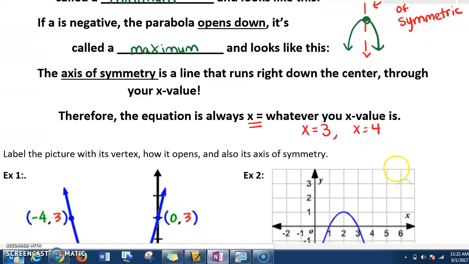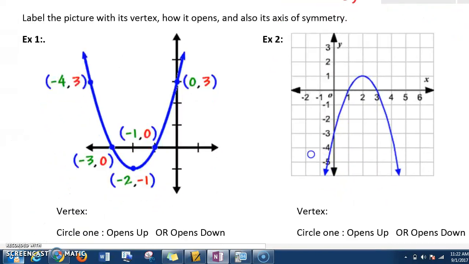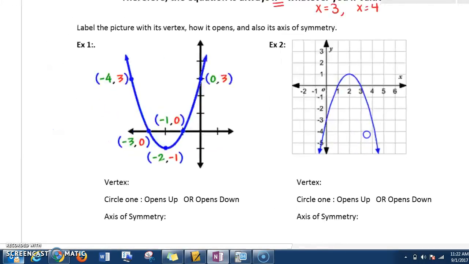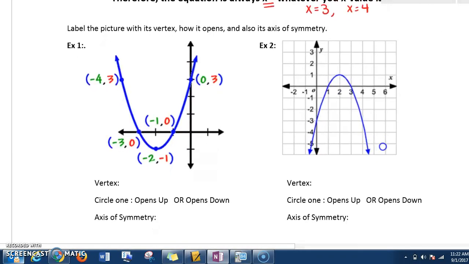All right, let's go ahead to example 1. In example 1, they're giving us an image. It says label the picture with its vertex, how it opens, and also its axis of symmetry. So let's get started with 1 and 2. Just zoom out a little bit. All right, that's good.